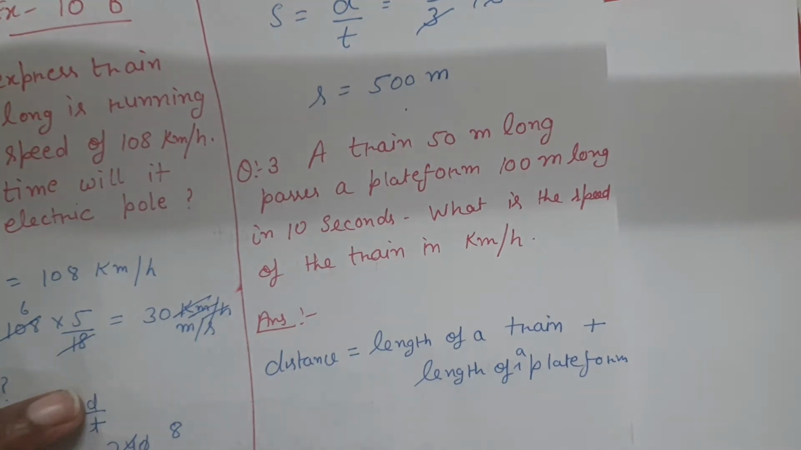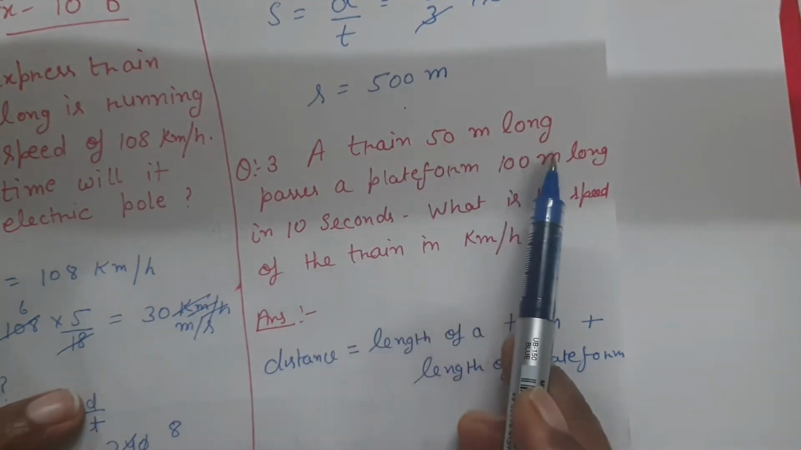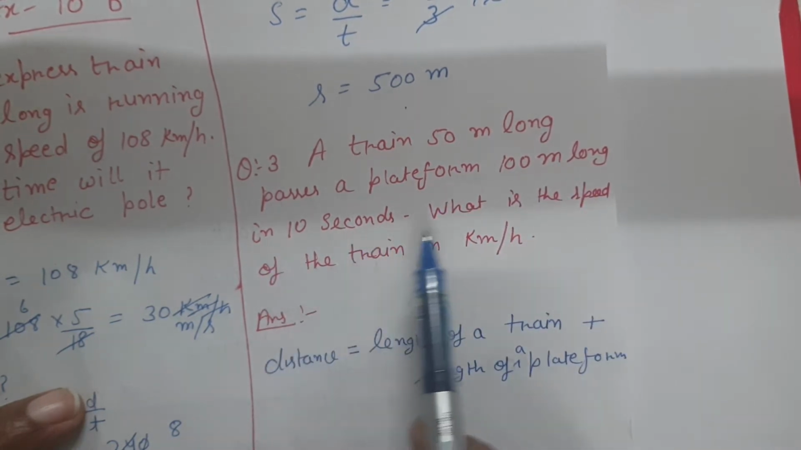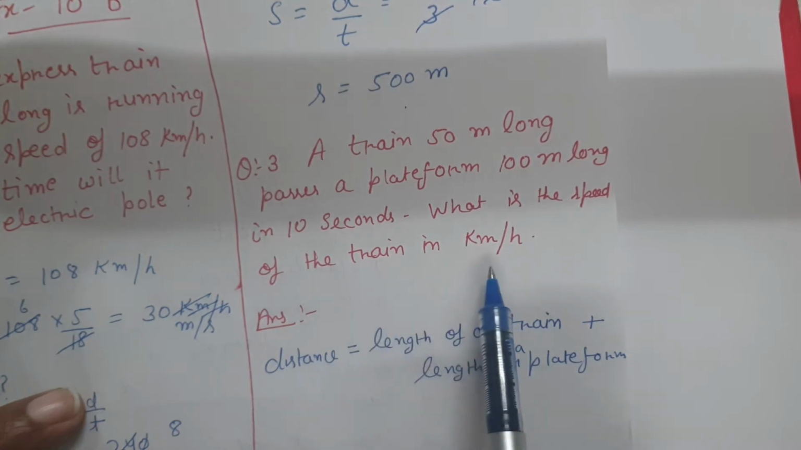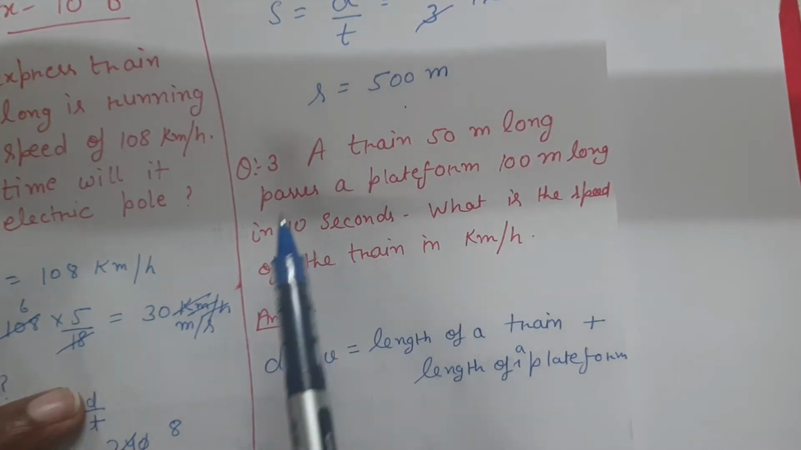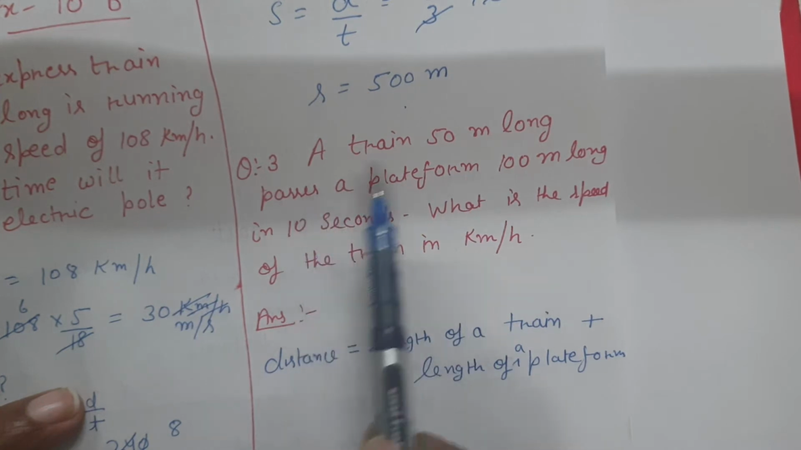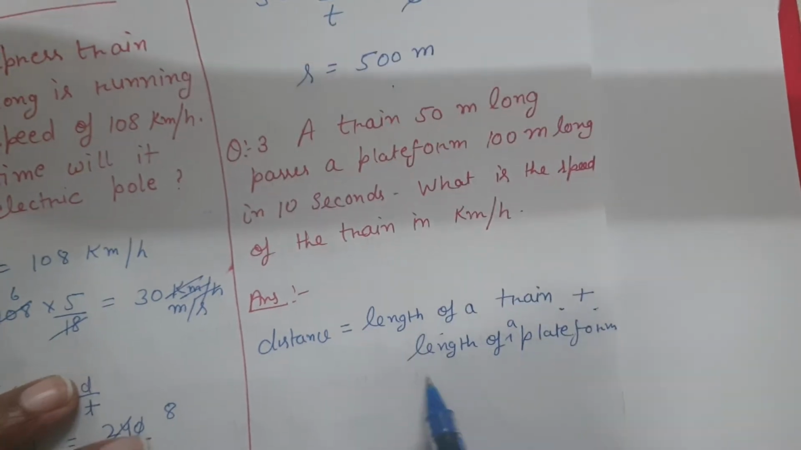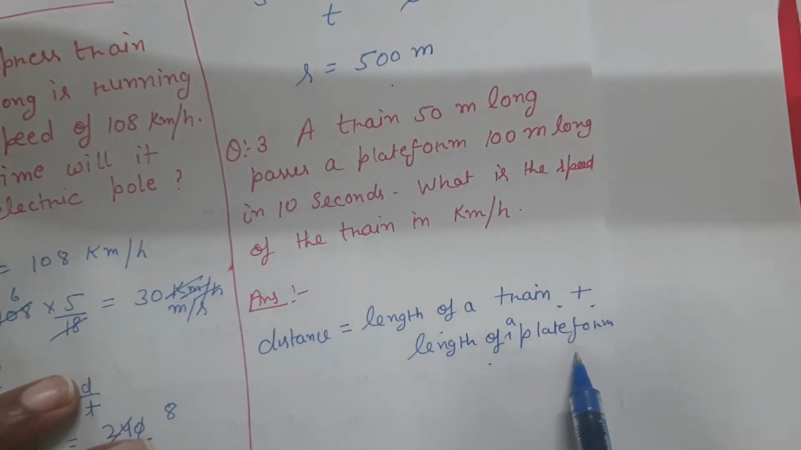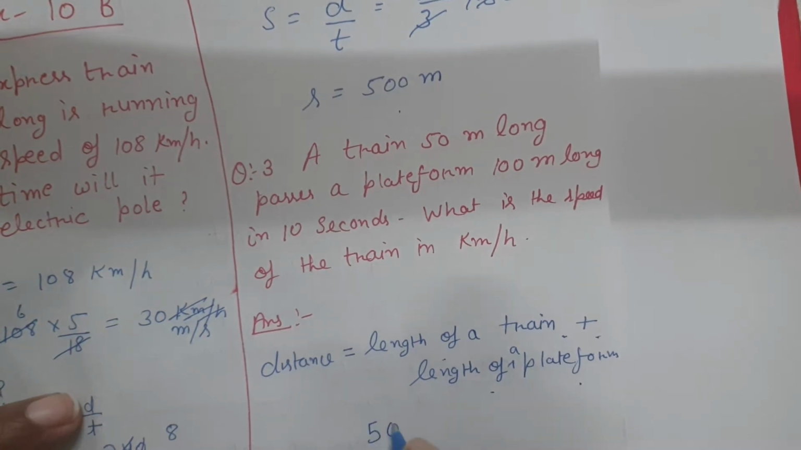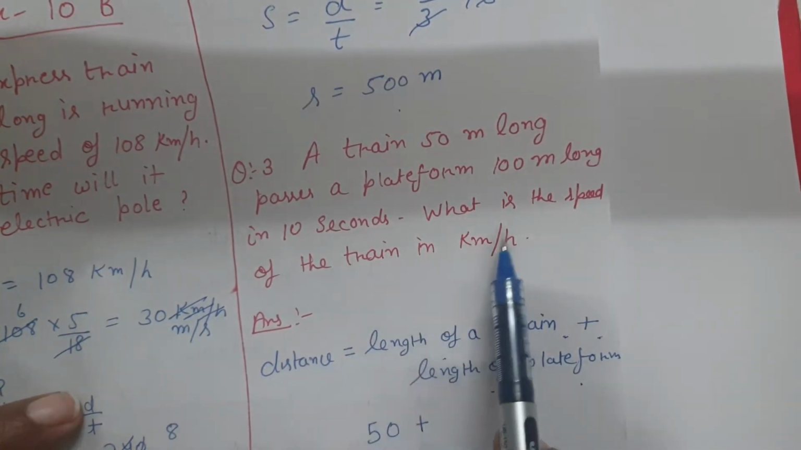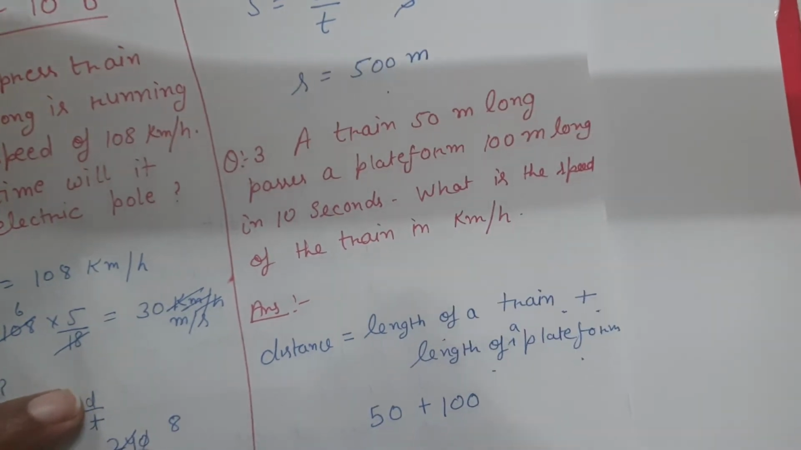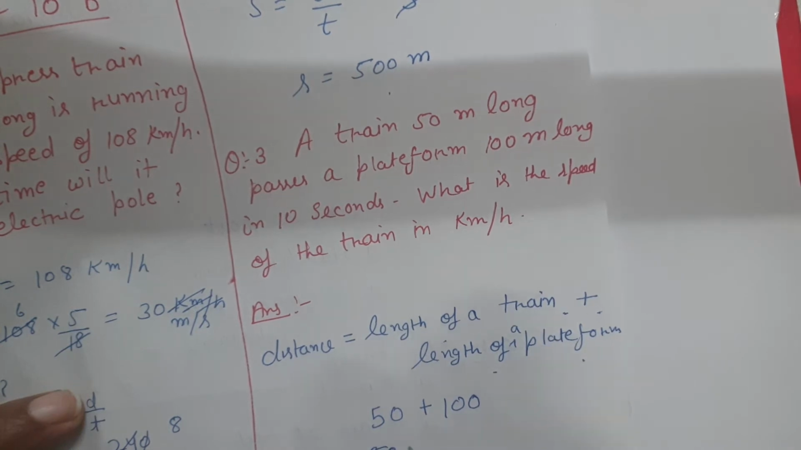Now question number 3. A train 50 meter long passes a platform 100 meter long in 10 seconds. So what is the speed of the train in kilometer per hour? Okay, so we know if a train is passing a platform, then the distance is equal to the length of the train plus the length of the platform. So we know that the length of the train is 50, and the platform length is 100 meter. So distance is 150 meter.